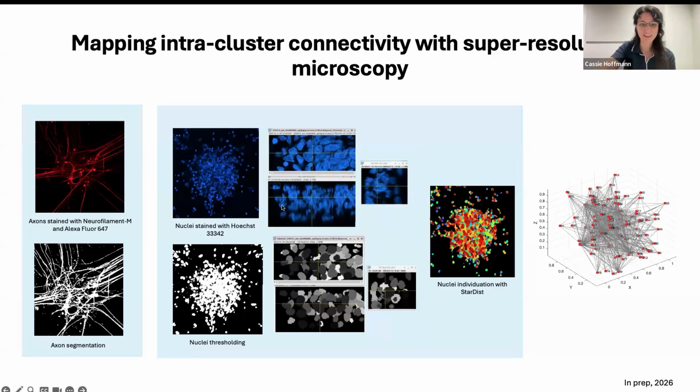Nuclei were a different story. In the neurospheres, they tended to pack up really tightly against each other, and there was a lot of contact between the nuclei. So if I just used a normal segmentation approach, I would essentially get this giant connected component, which was not of any use to me. So instead, what I did was I used StarDist, which is a deep learning based Python package, to individuate each one of these nuclei. And that served as the basis for the 3D network reconstruction.